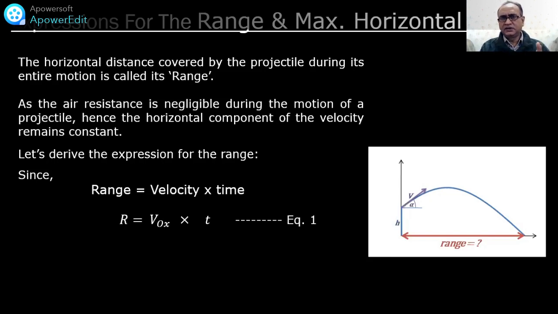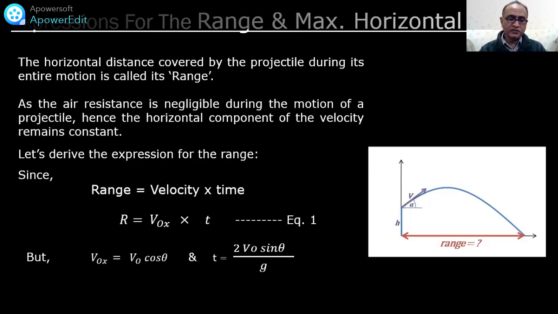And we already have the values of these two parameters. V naught x is equal to V naught cos theta. And the time of flight we did yesterday and just revised right now: T is equal to 2 V naught sine theta upon g. So we'll substitute these two values in equation number one. I'm pausing here for a few seconds. If you have any question, ask in the chat group.